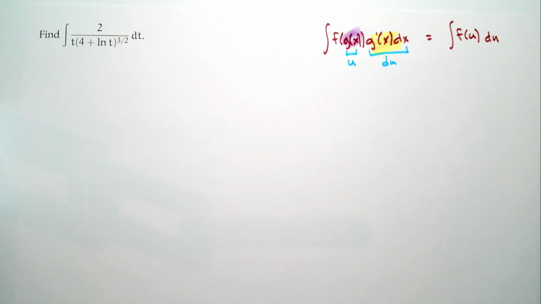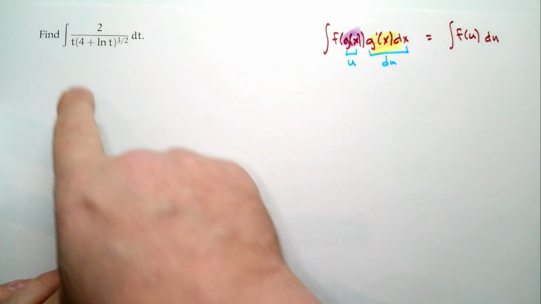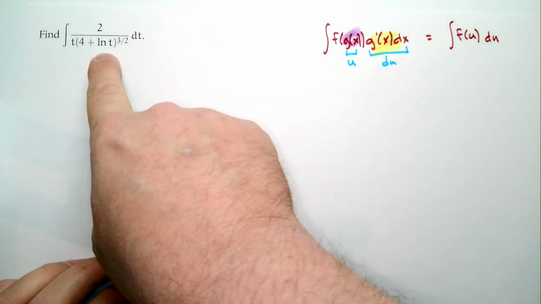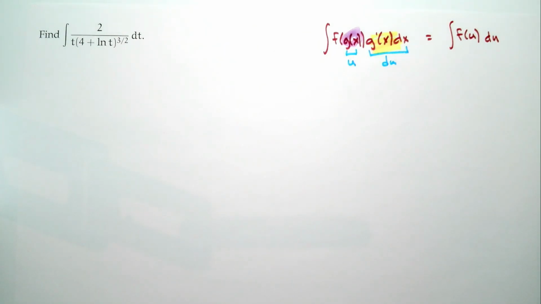So here we have this problem. Find the antiderivative, or we could say the integral, of 2 divided by, in the denominator, t times 4 plus log of t to the 3/2 power. So, given what we just talked about, what would be a good substitution? Well, of course, before we do that, do we need substitution? Maybe this is one of our 8 functions. No, it's not. 8 is a small number. Okay, so we do need substitution. What should we substitute?